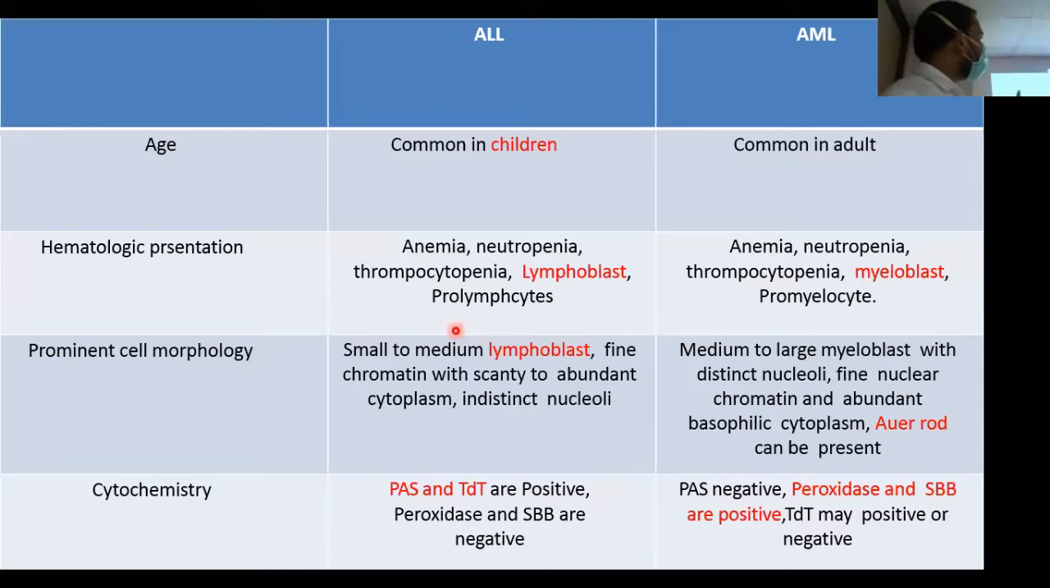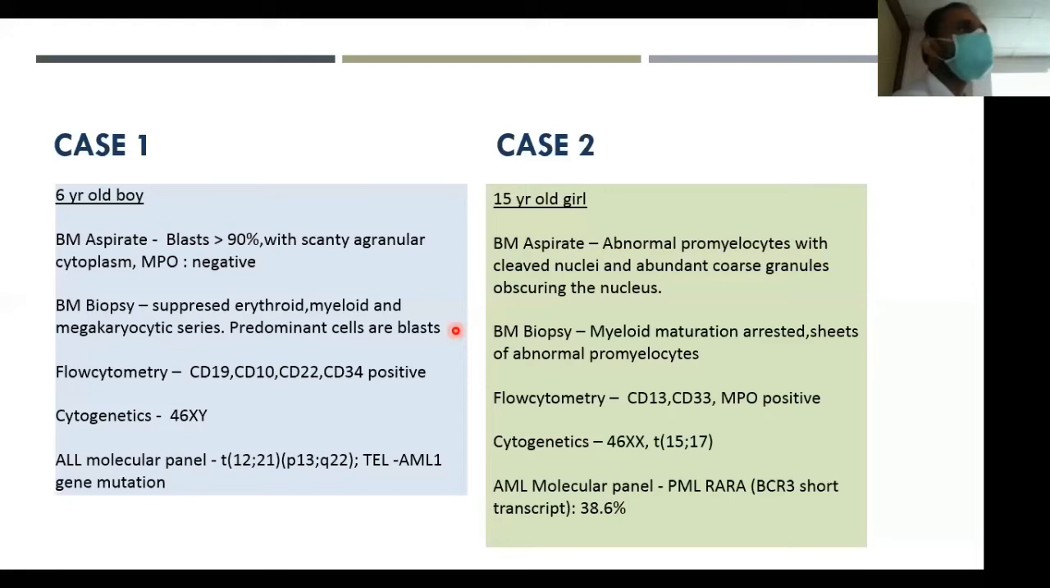So this is briefly to sum up ALL versus AML. ALL is predominantly in children, but also in adults. This is not clear cut, not like a compartment here and there; there will be overlaps also. Lymphoblast, common cytostains which are positive. So coming to the cases.